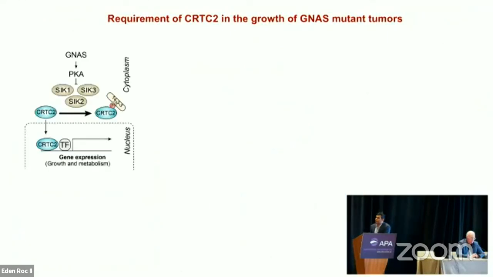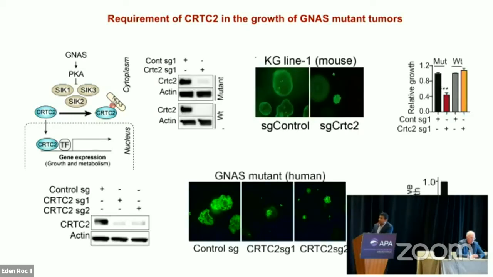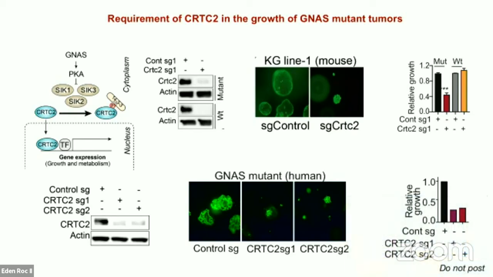Then we tried to understand what is downstream of SIK that drives the tumor. I'm sharing one small piece of data here: what we figured out is that, although SIKs have multiple effectors, actually the CRTC family of co-activators is responsible for the growth of GNAS mutant tumors. And interestingly, knocking out CRTC does not affect the growth of GNAS wild type tumors. So specifically, this is required for the growth of mutant GNAS organoids.